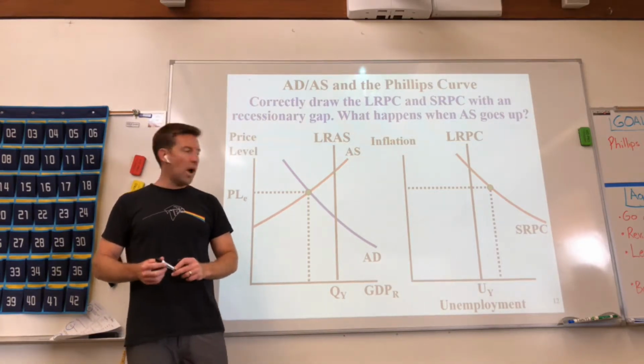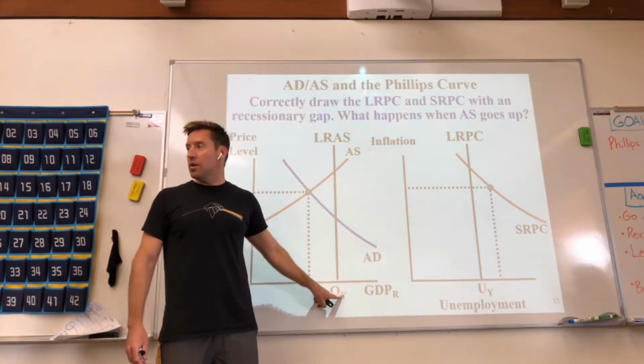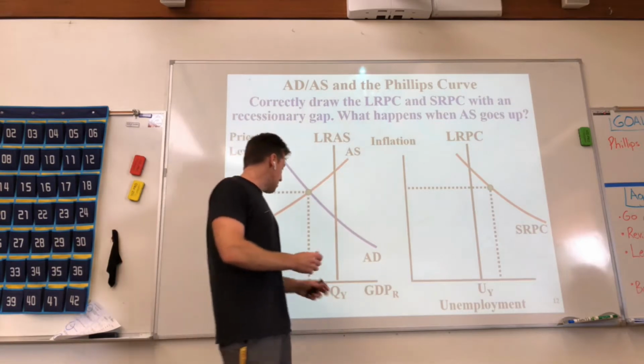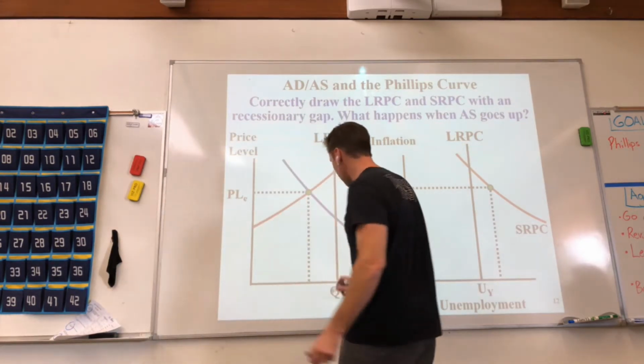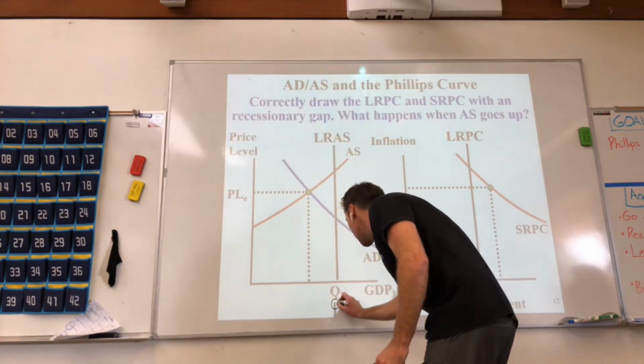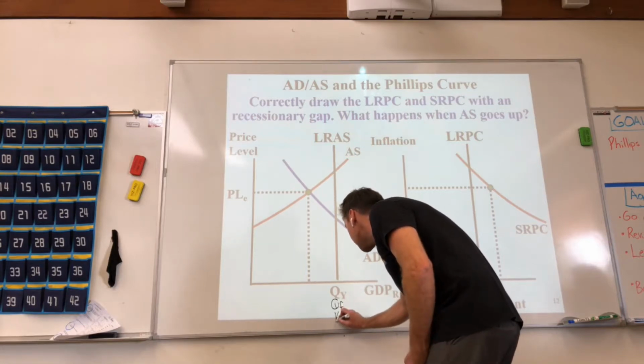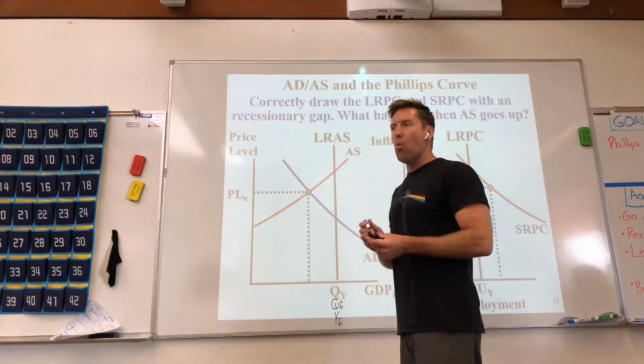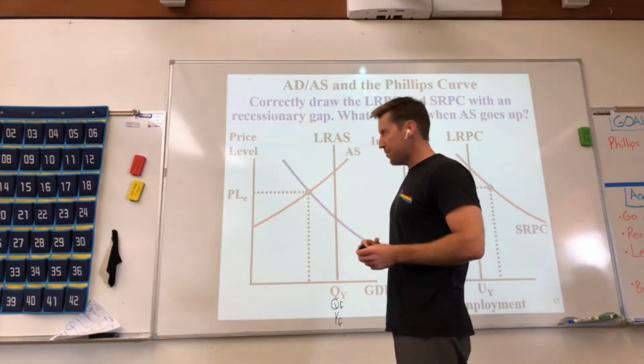Y means full employment output. So full employment means what our economy can produce. Some tests or some books will call this QY. Some will call it QF. I've actually seen a YF before, meaning full output, but Y stands for output in economics.